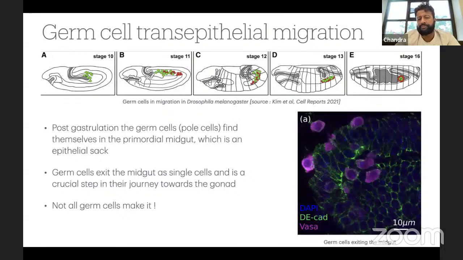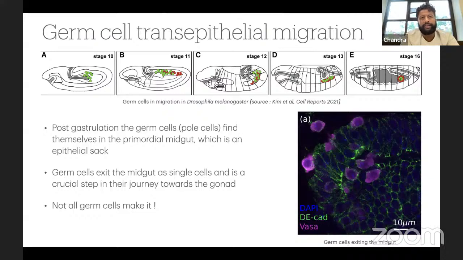And by the end of embryogenesis, by stage 16, they are supposed to go in two different batches, actually, because there are two gonads. They're supposed to go to these two gonads and reach there. So there's quite a long journey to take. They start from the posterior tip. After gastrulation, they are somewhere inside the midgut, which is an epithelial sac. They're stuck inside the midgut, and they have to exit this midgut, which, to remind you again, is an epithelial sac. There are no holes for the germ cells to exit. It's a sac made of one layer of epithelia. So they have to exit that. That's one of the crucial parts.